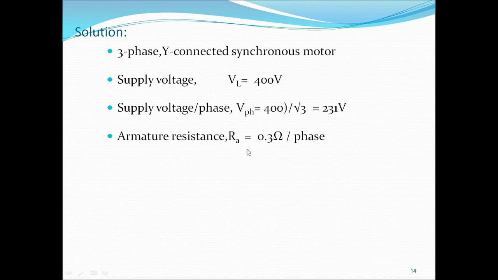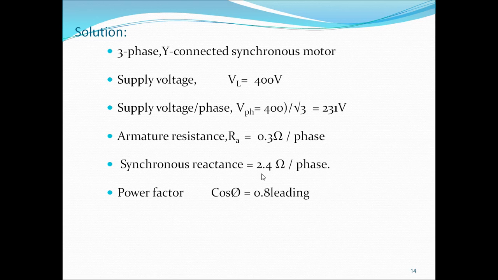Next, armature resistance RA is equal to 0.3 ohms per phase. And next, he has given synchronous reactance also, that is 2.4 ohms per phase. And next he has given power factor cos phi is equal to 0.8 leading. To calculate the phi value, phi is equal to cos inverse of 0.8. Then the value is 36.87 degrees. This is the phi value.